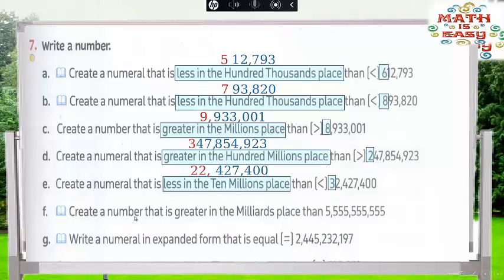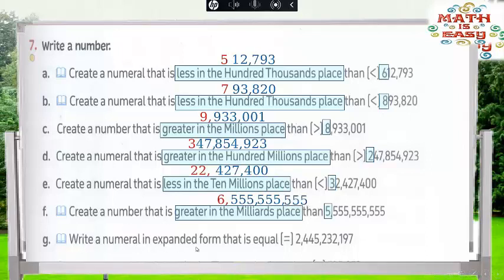427,400. Create a number that is greater in the milliards place. In the milliards place here we have 5. We need a number greater than 5, 6 is more than 5. So 5,555,000,000 and complete the number.